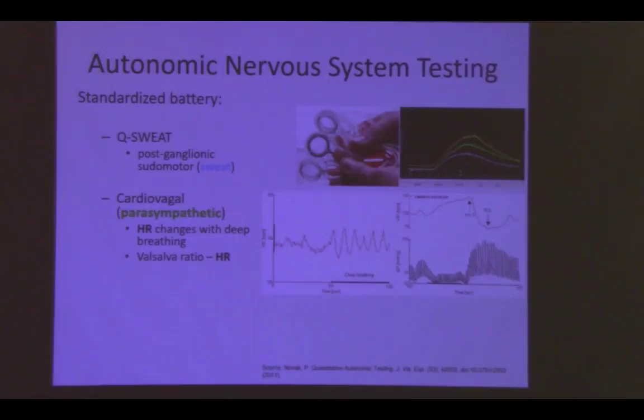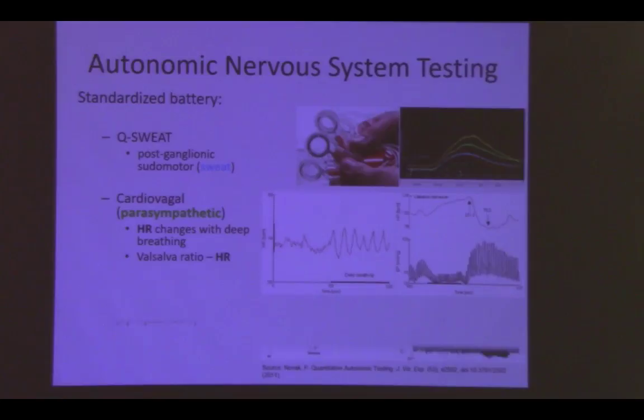We also test the heart function, and specifically heart rate variability in response to several different reflexes. One is heart rate changes to deep breathing, and the other is to Valsalva, which is a maneuver that we do regularly in our lives when we lift, when we bend over, when we cough, when we stand up. This triggers a reflex called the Valsalva or the barrel reflex that allows our blood pressure and heart rate to adjust and compensate for those pressure changes that are created by that reflex.